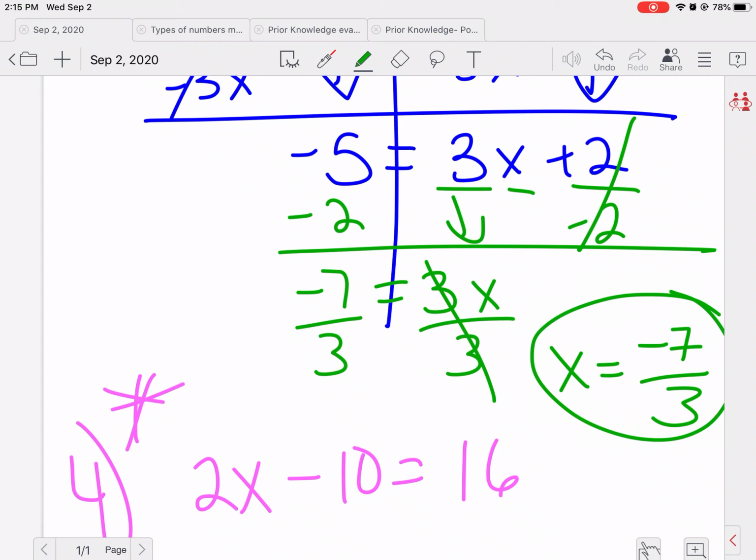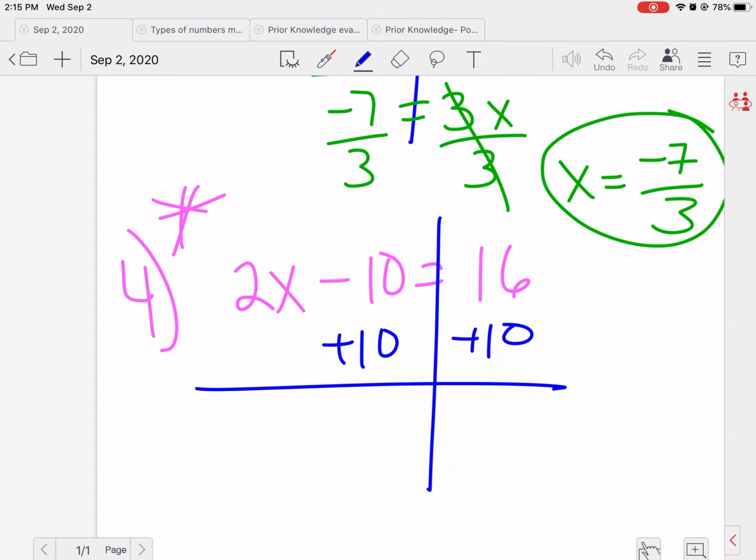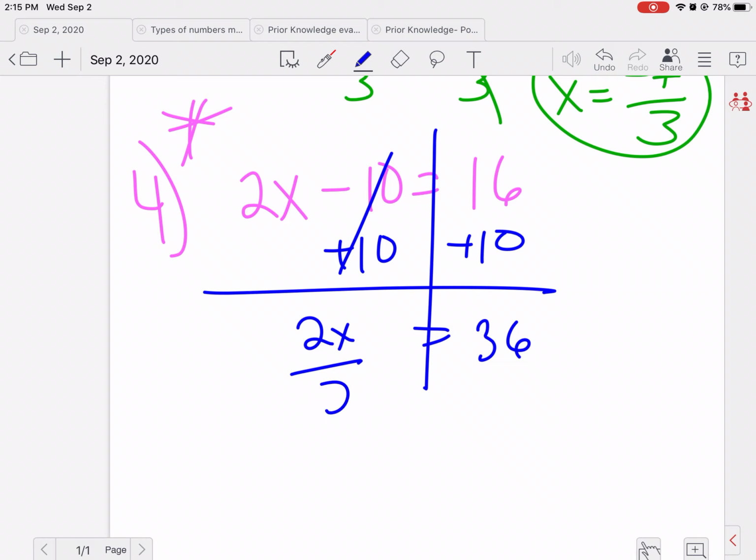Okay. All right, go ahead and try this one and then come back and see if you have the same answer as me. So again, I'm going to go ahead and get rid of my addition subtraction first. So I'm going to add 10 to both sides. So I'm going to have 2x, because this cancels, equals 36. I'm going to go ahead and divide by 2. So I'm going to have x equals half of 36, half of 30 is 15, and 3 would be 18.